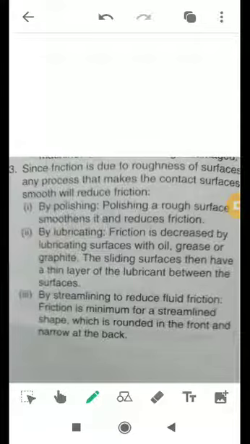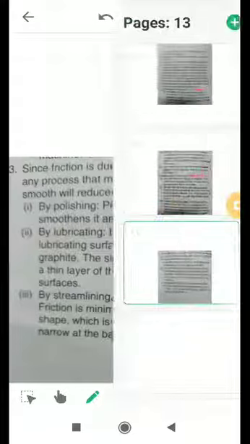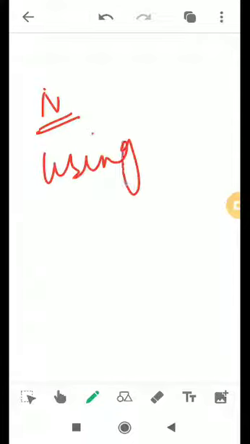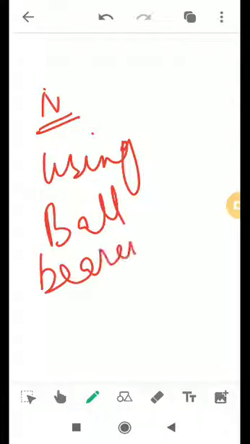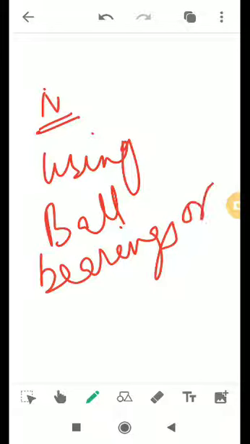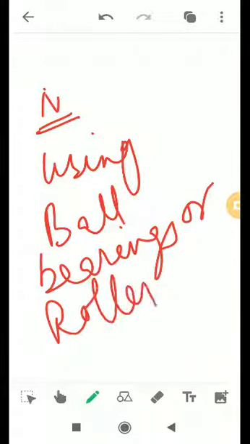Okay, so you can write the fourth point. Friction can also be reduced by using ball bearings or roller bearings.